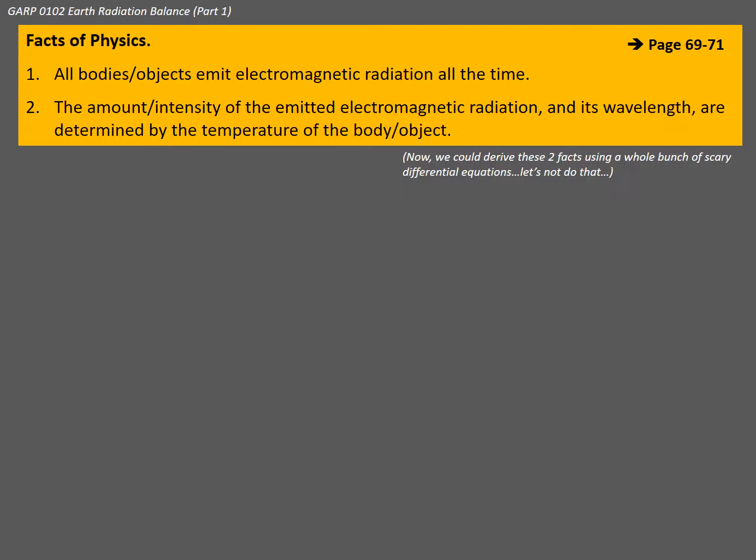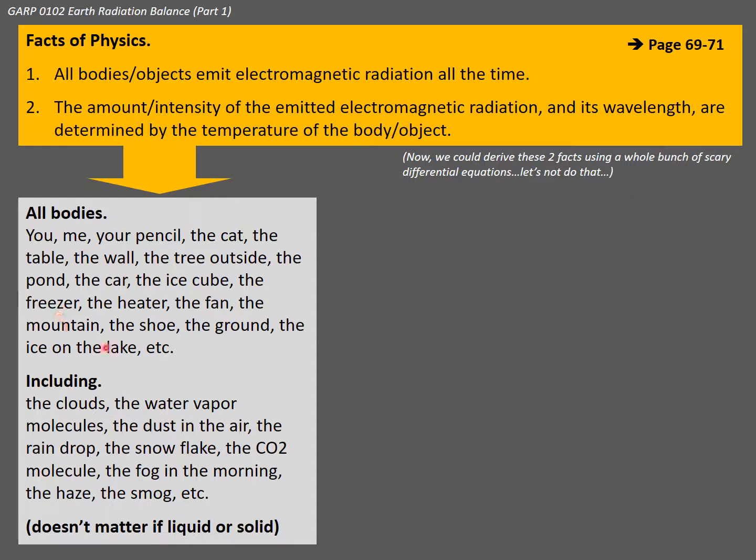Now, here's a fact of physics. Actually, two facts of physics. Everything emits electromagnetic radiation all the time. All right, that's one. And the amount or the intensity of that radiation and its wavelengths are determined by the temperature of the emitting body or the emitting object. So that's just something you have to memorize or you have to believe. Now, we could spend a few hours looking at a whole bunch of scary equations and derive that, but we can also just accept that. Because what's much more interesting is to now think about the consequences of this. And really and truly, I mean absolutely everything.